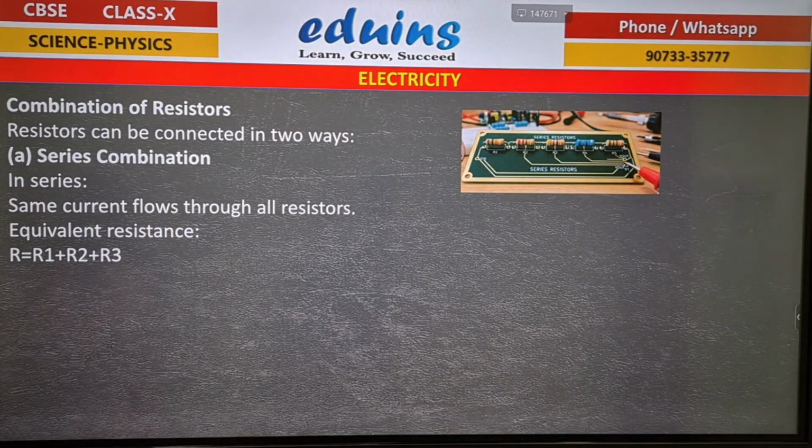So today we will discuss the equivalent resistance. So what is the equivalent resistance? We discussed it in the previous class.